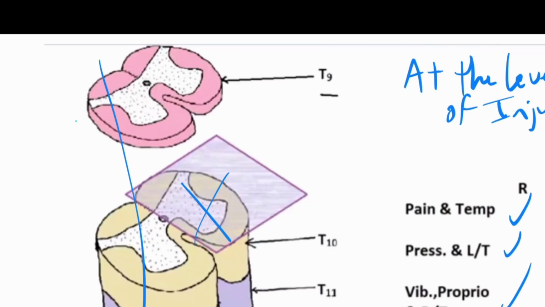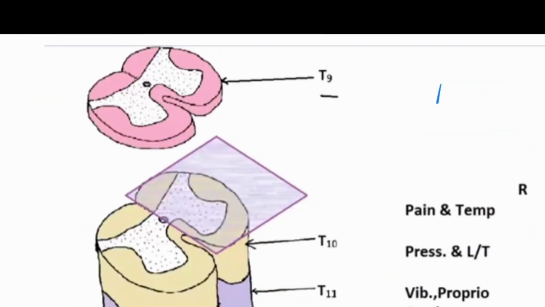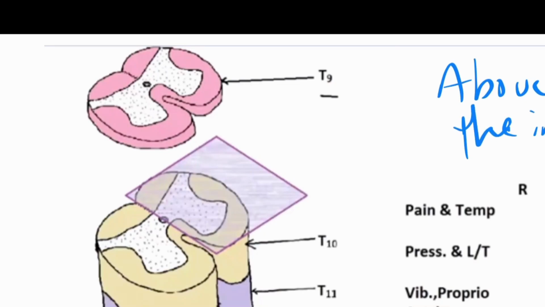What about above? Any problems, do you think? Will there be any sensory issues or motor problems from T9 up? Nope, everything is good above the injury. Good, and we're good.